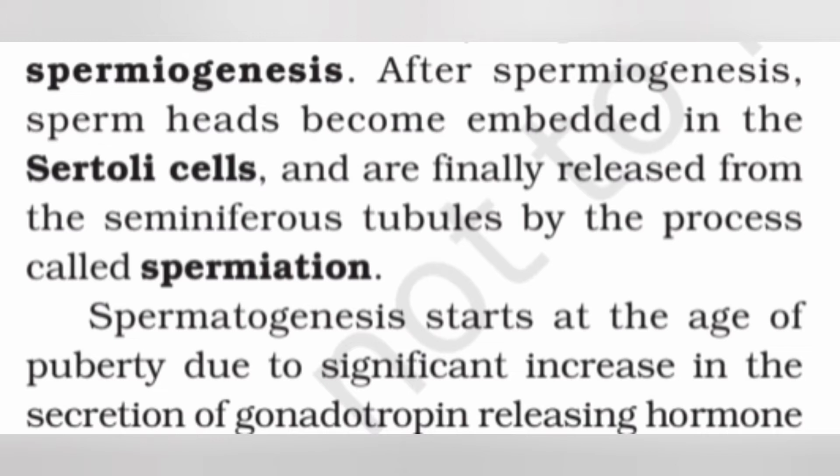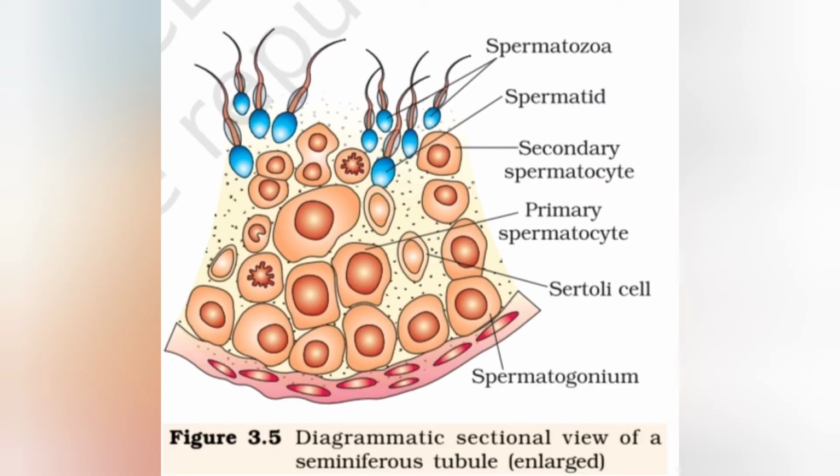Spermatogenesis starts at the age of puberty due to a significant increase in the secretion of gonadotropin releasing hormone. In this diagram, it's clearly evident that spermatogonium gives rise to primary spermatocyte, then to secondary spermatocyte, and then to spermatozoa. And the in-between cells are known as Sertoli cells.